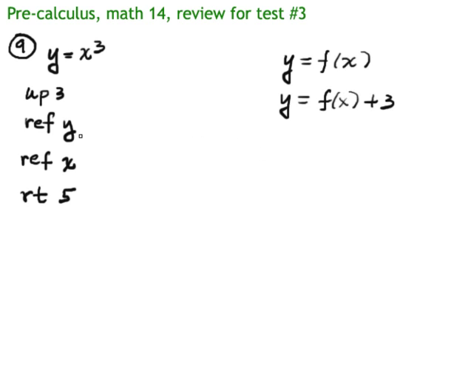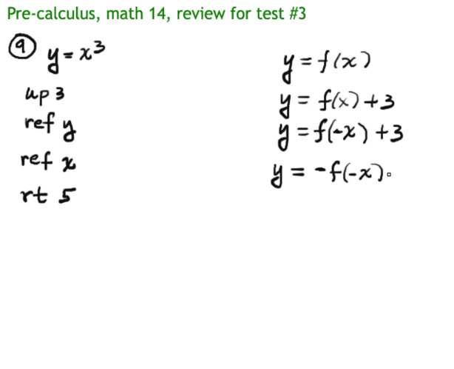Then reflect y, that's replace x with minus x. So this x we replace with minus x. Reflect x, that's negate everything on the right-hand side, or multiply it by minus 1. So that'll be minus f of minus x, and then minus 3.